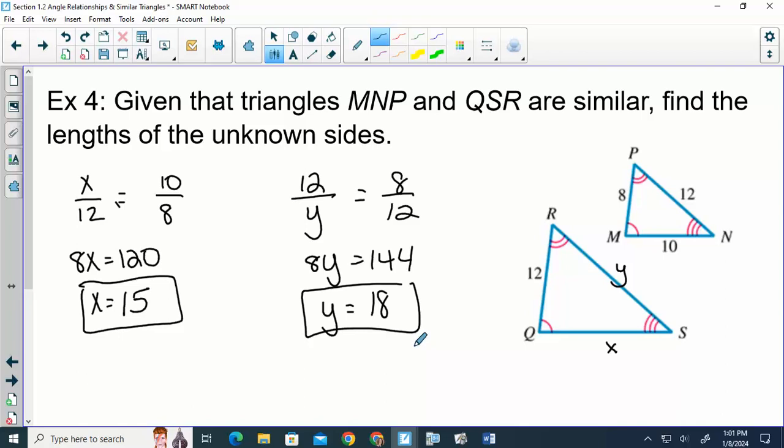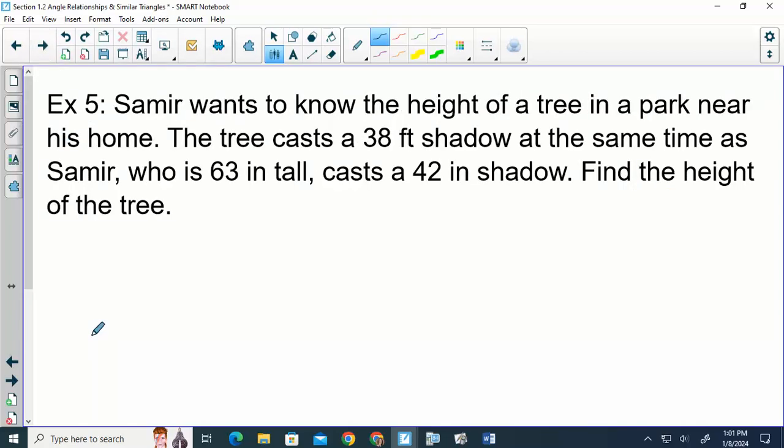I have one final, maybe two final ones. Samir wants to know the height of a tree in a park near his home. The tree casts a 38-foot shadow at the same time as Samir, who is 63 inches tall, casts a 42-inch shadow. Find the height of the tree.